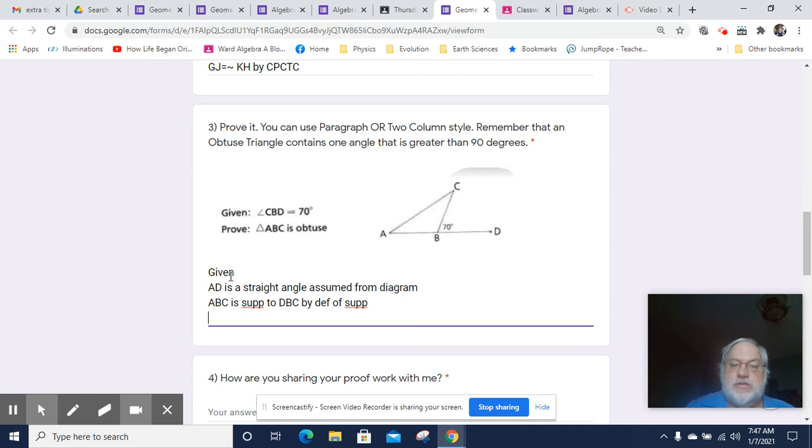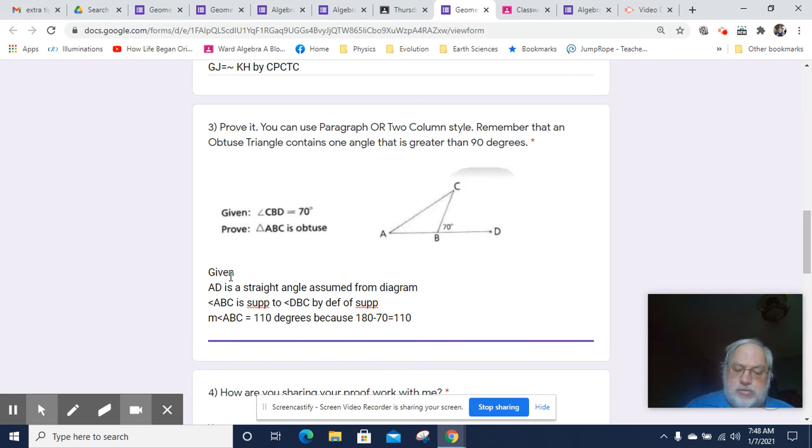And then we can just subtract. We can say, okay, well, here's the statement. Angle ABC, that means angle there, by the way, not triangle, so I'll put that in there. The measure of angle ABC is 110 degrees, because 180 minus 70 equals 110. Triangle ABC is obtuse because it contains one angle larger than 90 degrees. And you're done.